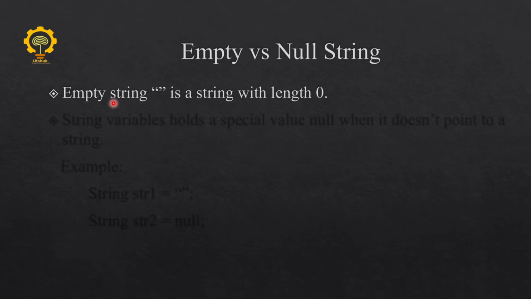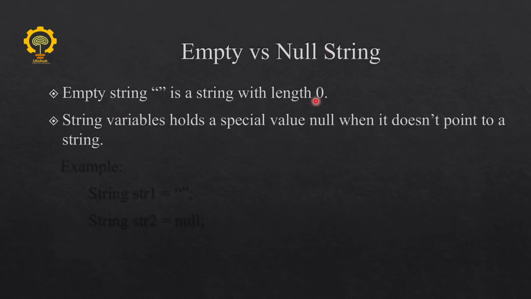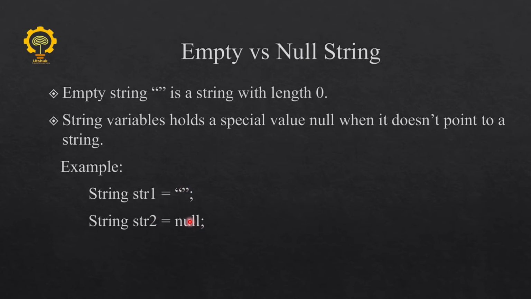But whenever we create the null string, as we assign the value equal to null, the string variable holds a special value null when it does not point to a string. So whenever the null string is created, it does not point to a string instance. For example, we have this as the empty string and this one is the null string.